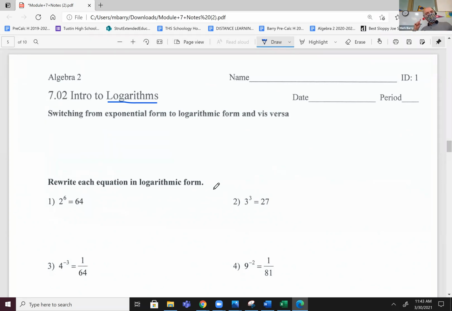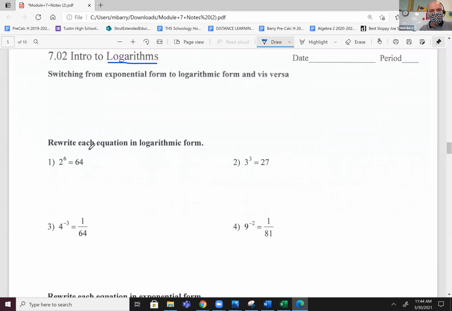Okay, so the big idea, and this is our intro to logarithms section today, and we're going to keep talking about logarithms a lot. The big idea is that a logarithmic equation is just a different form of an exponential equation, okay? We see these first four questions right here. These are all what I would call exponential equations. There's a base with an exponent and then it equals another number, correct? That's an exponential equation. Our goal to start today is to rewrite them in logarithmic form, okay?